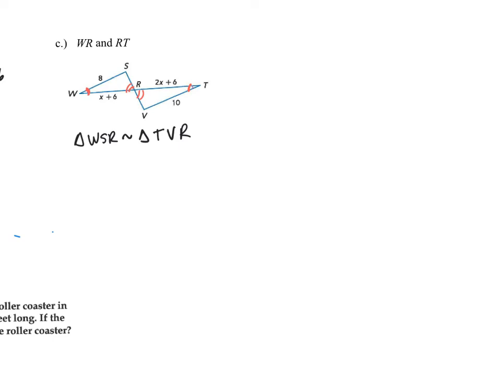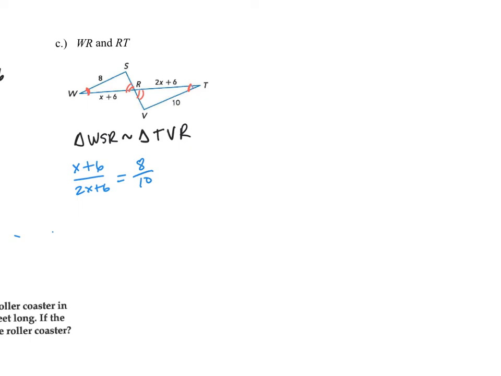So for example, let's look at WR. What would WR correspond to in the other triangle? Well, W and R are listed first and last, so WR would correspond to TR. So I could take the ratio of x plus 6 to 2x plus 6. X plus 6 to 2x plus 6 is equal to the ratio of, now I took a side of the smaller triangle to the side of the bigger triangle, so I'm going to set that equal to 8 over 10. And again, there would be other correct ways to write this proportion.